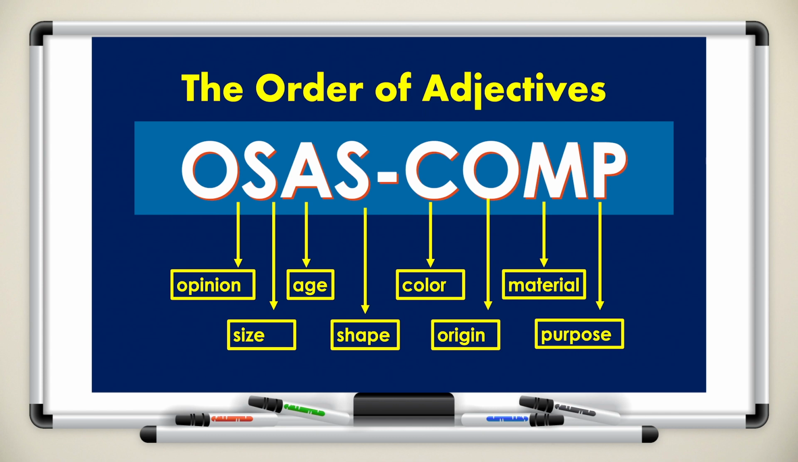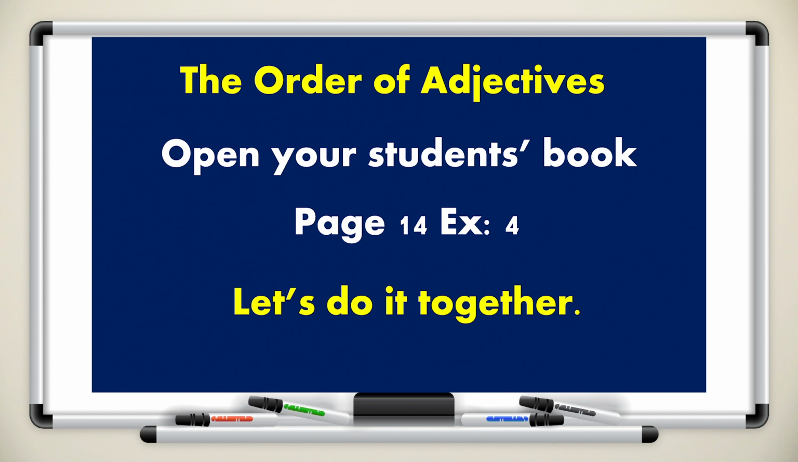For example, if the material is wooden, this is not an opinion. This is a fact that this thing is a wooden door, for example. And if we're talking about opinion, for example, beautiful, okay, this is your opinion. Other people won't find what you find beautiful as you see, okay? So the order of adjectives starts with an opinion and ends with a purpose and material. Remember that, OSASCOMP.